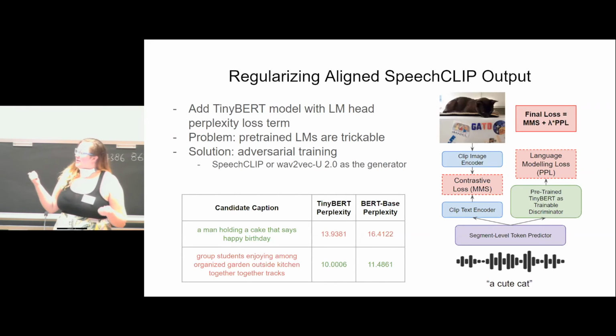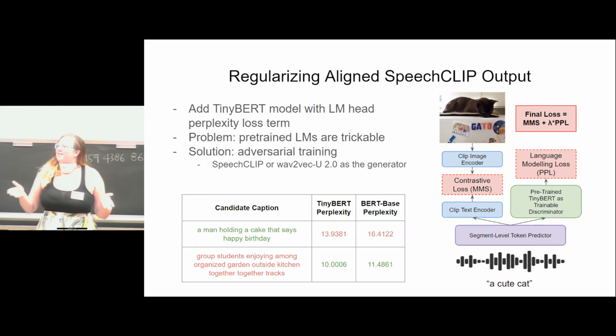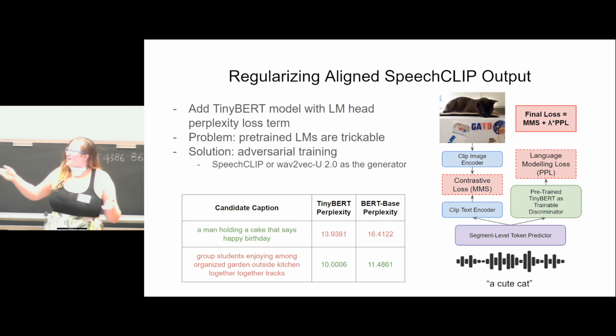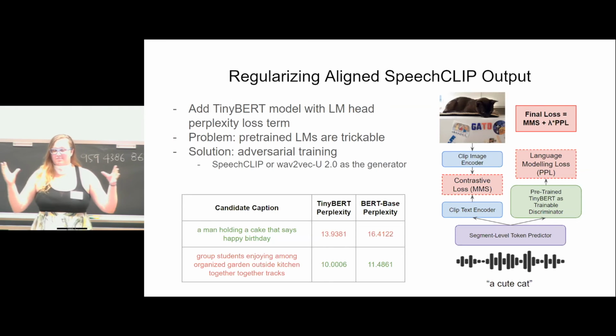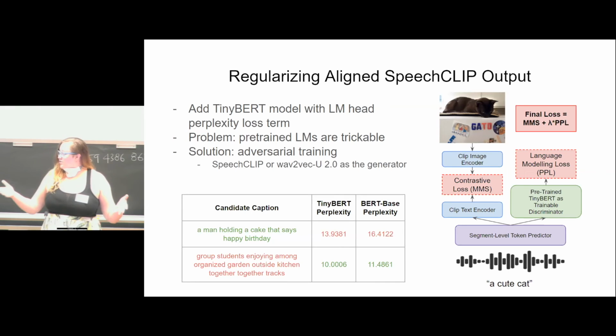The problem that we encounter with this is that pre-trained models are trickable. So for example, we have a candidate caption here, which is a valid caption, a man holding a cake that says happy birthday. And we have a caption that was produced by our model, group students enjoying among organized garden outside kitchen together tracks, which is clearly gibberish, right? But both TinyBERT, which we've been using because it's small enough to train efficiently, and the large BERT-based model are giving a significantly lower perplexity score to the gibberish caption generated by our model than they are to an example real valid caption, right?